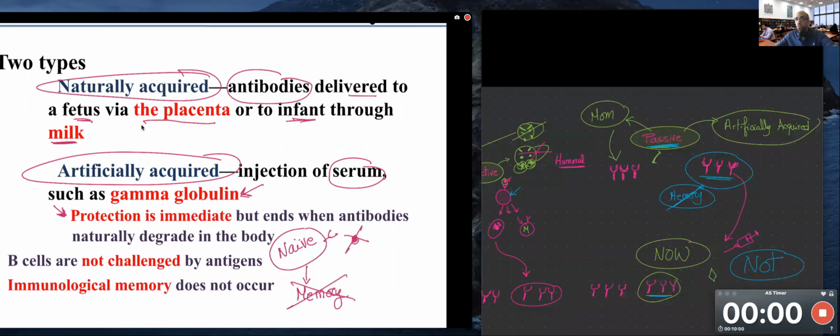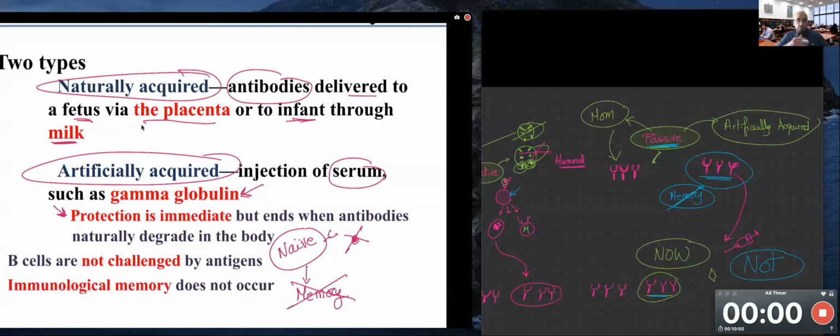If you got re-exposed to the pathogen later on, you're going to have a primary immune response. You're going to have the infection. So what we do is, during an outbreak, we give immunoglobulins to provide people with an immediate protection. And later on, we give them the vaccine to develop a lifelong protection against this pathogen.